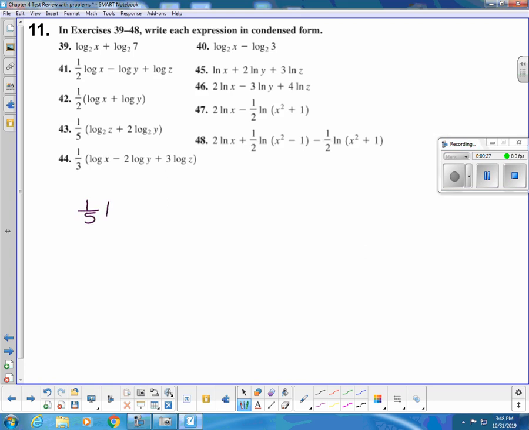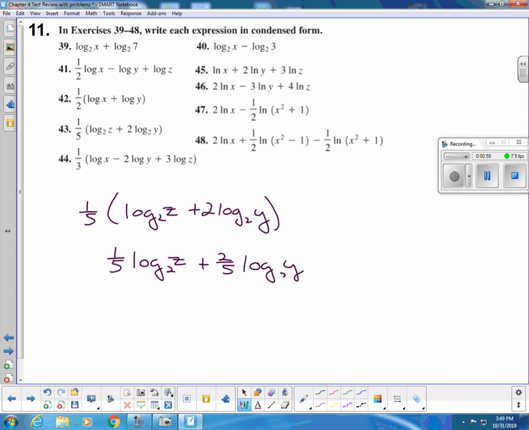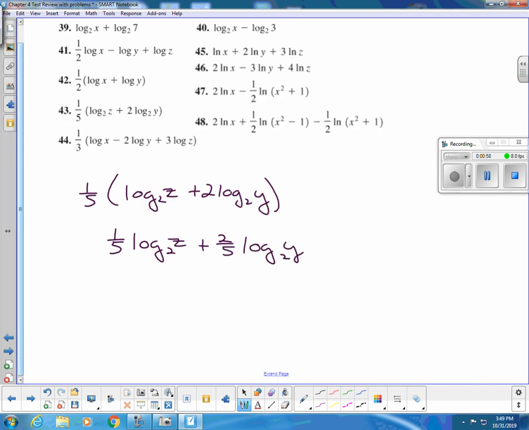So they want you to take these logs and condense them to a single log using the log properties. Since this is the 1/5 on the outside, you can just go ahead and distribute that if you want. There's a couple ways to do this. I go ahead and distribute it to each log, and then I'm going to combine the logs. You could combine the logs in the parentheses and then distribute the 1/5 as an exponent. I just think it's easier this way.